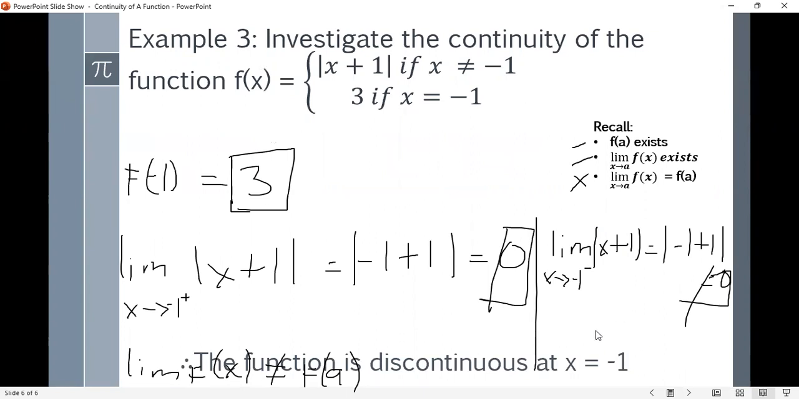Ayan. The function is discontinuous at x is equals to negative 1. Okay? Discontinuous po siya kapag negative 1 po yung ating function. So, paano naman po yun kapag ginirap natin? Or paano siya kapag ginirap natin?